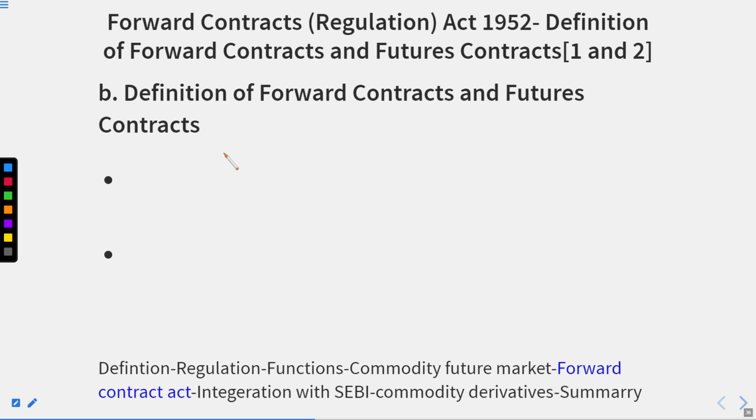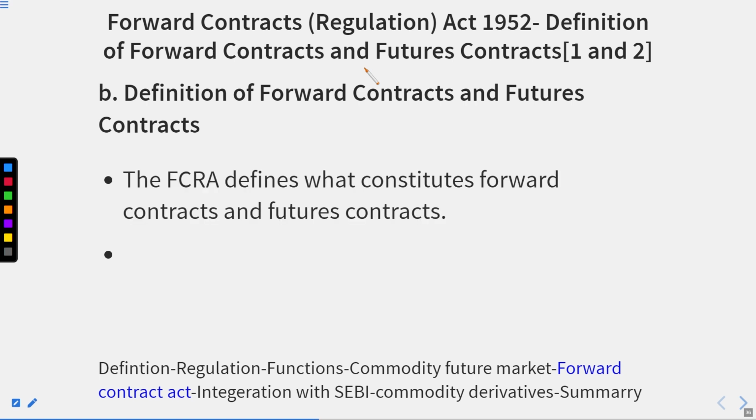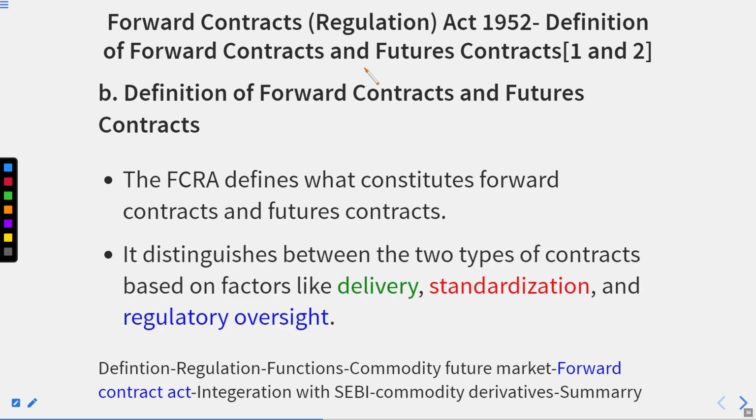Now we move forward. First is the definition of forward contracts and future contracts. We have to look at this. The FCRA defines what constitutes forward contracts and future contracts. So far we have taken an example to understand the concept, but right now we are going to look at the proper definitions as mentioned in the FCRA 1952. It also distinguishes between the two types of contracts based on factors like the delivery of an item, standardization, and regulatory oversight.